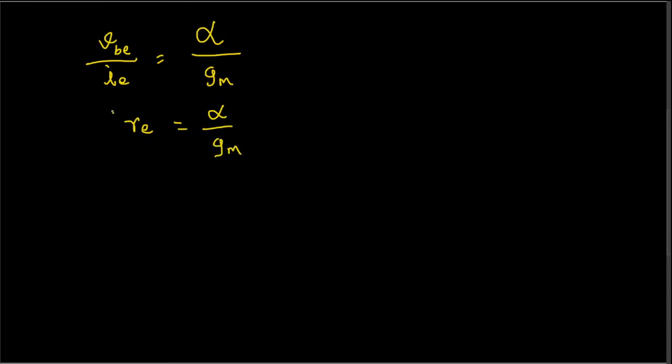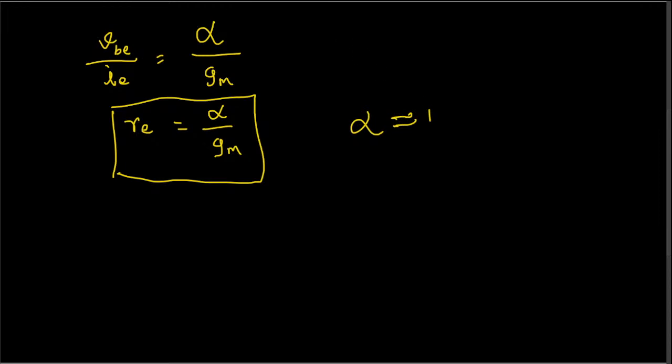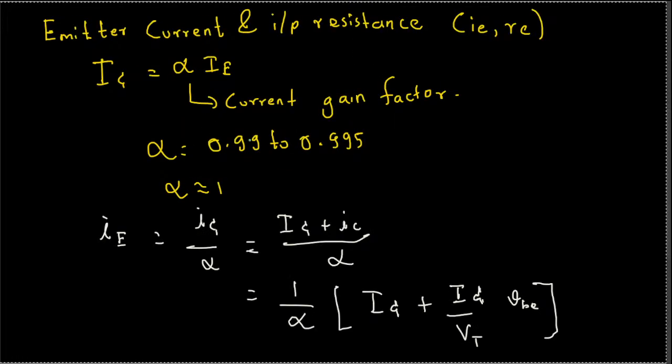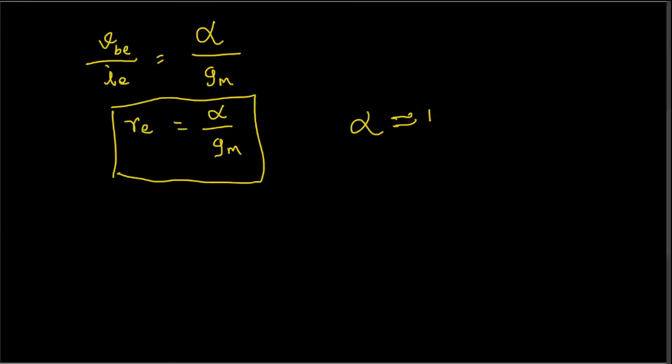Okay, so here we have the resistor equation, and alpha is approximately equal to 1, as we saw before. The range of alpha is 0.99 to 0.995. We can also say it's approximately equal to 1. So it means re is also approximately equal to 1 over gm.